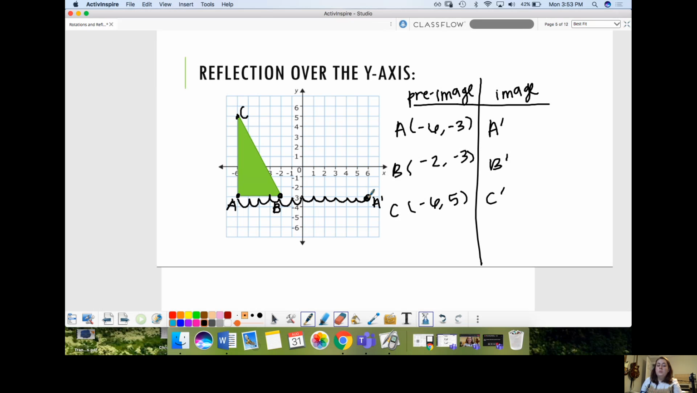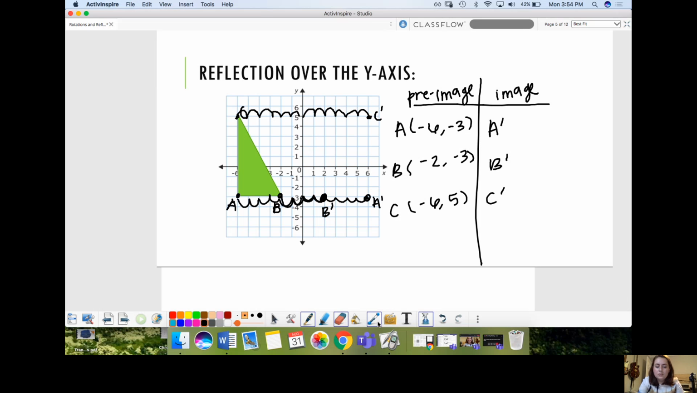Now be careful, you don't want it to be up too high or down too low. It needs to be in line with the original A. B was 1, 2 away, so B prime needs to be 2 away as well. So here's B prime. C is 1, 2, 3, 4, 5, 6 away. So we want it to be 6 away. So this is C prime.